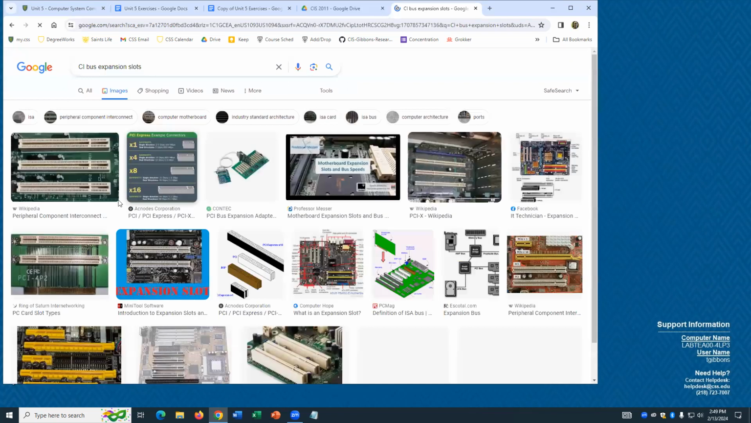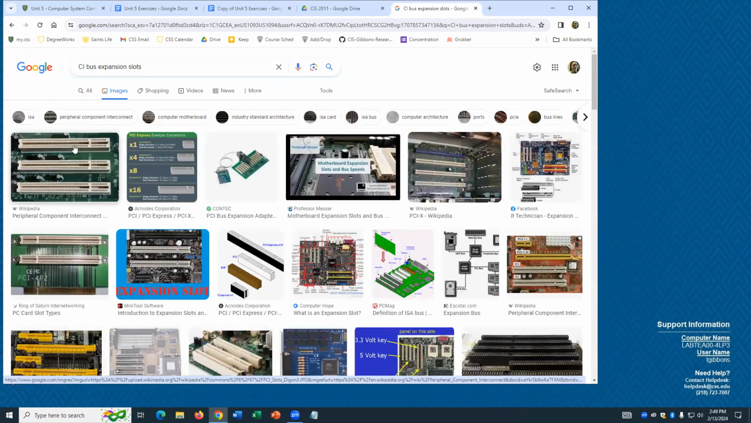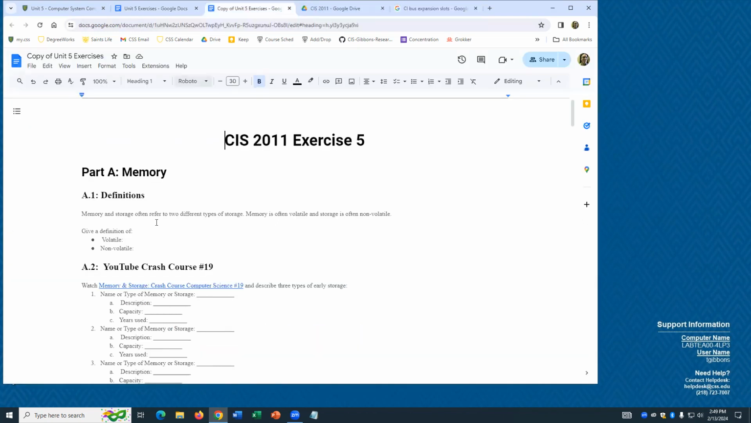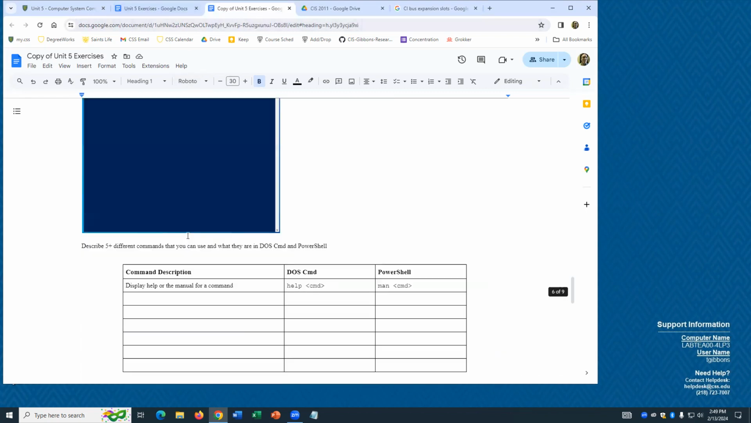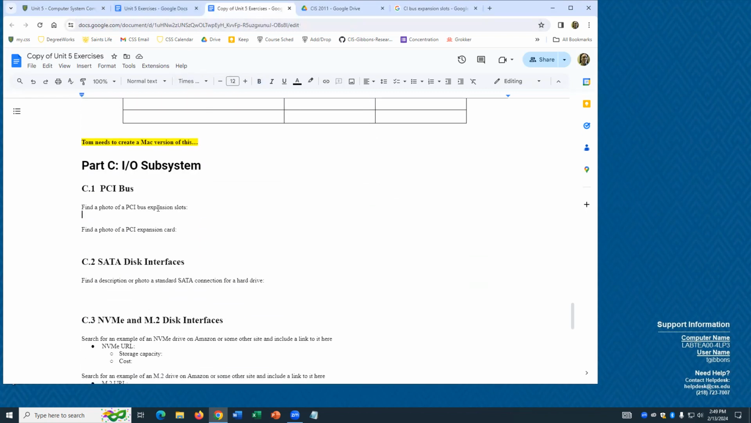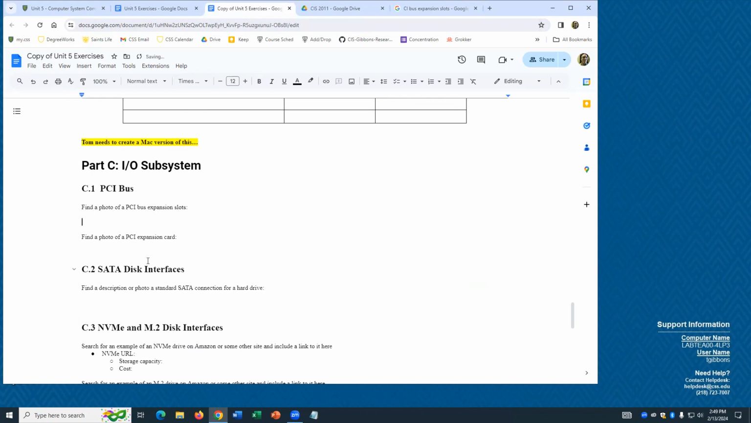Maybe like image search or something like that, and there will be these slots, and there's actually some different sizes, but we just want a PCI kind of slot here. So find one of those and paste it in here for this photo, and then look for some sort of expansion card. So we would add these expansion cards to computers.